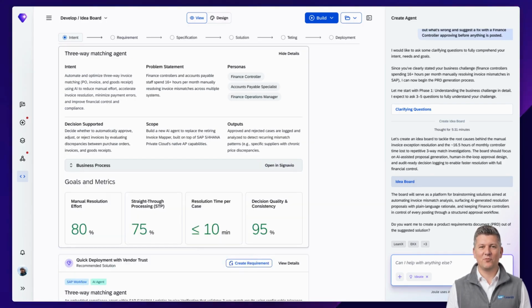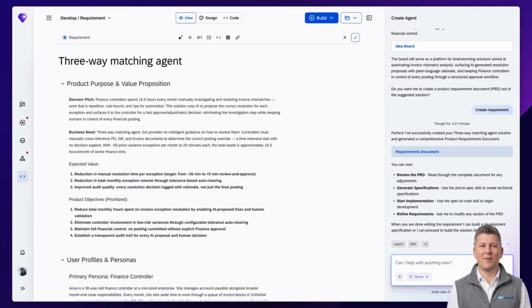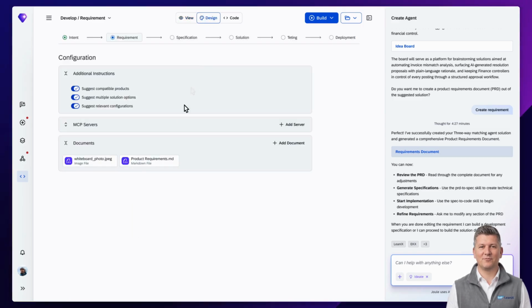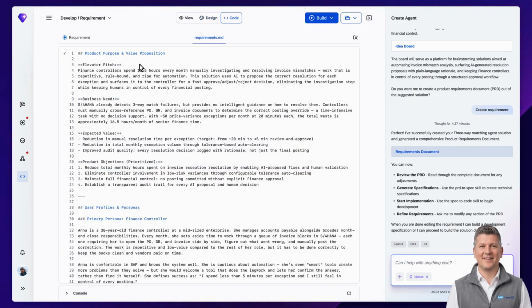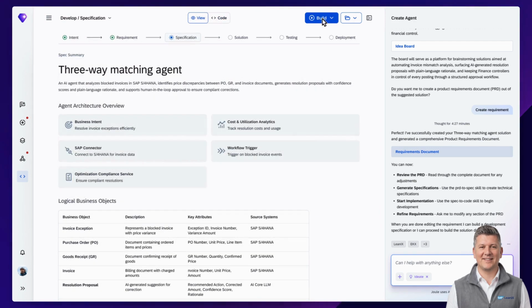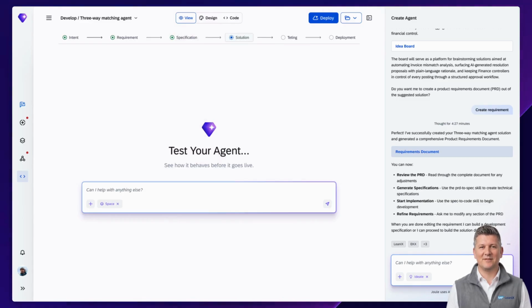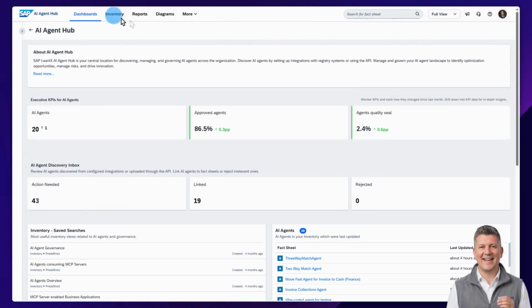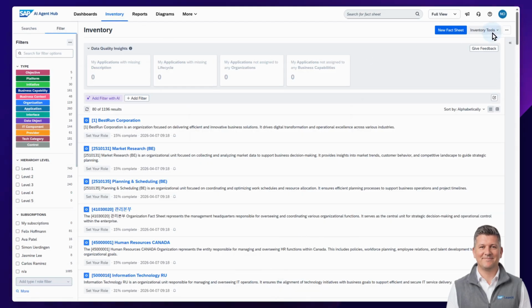Jean validates the overall requirement definition, expanding it into a comprehensive solution blueprint. This includes a structured design of the requirement enriched with inputs from discovery workshops as well as the automatically generated code. Jean does a final review and verifies that he is ready to build and prepare the three-way matching agent for deployment. Once the new agent is deployed, the agent will be available in the AI Agent Discovery inbox.